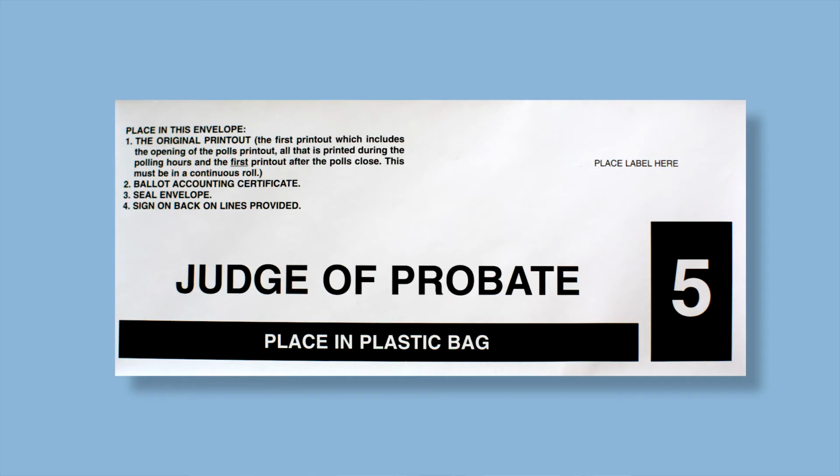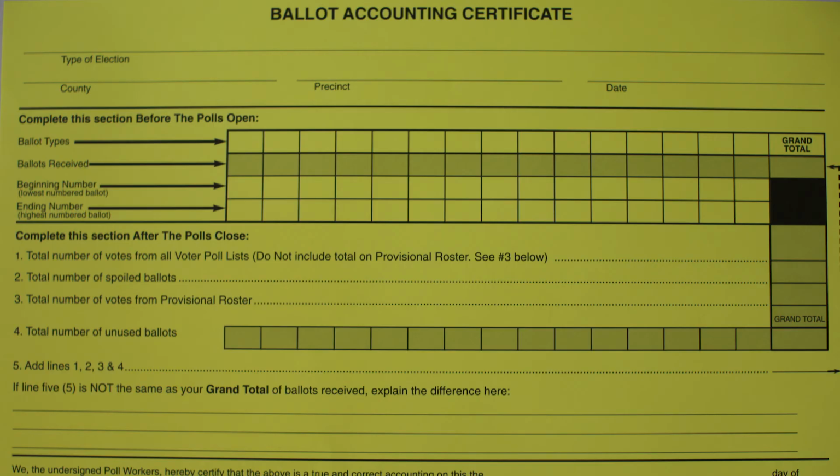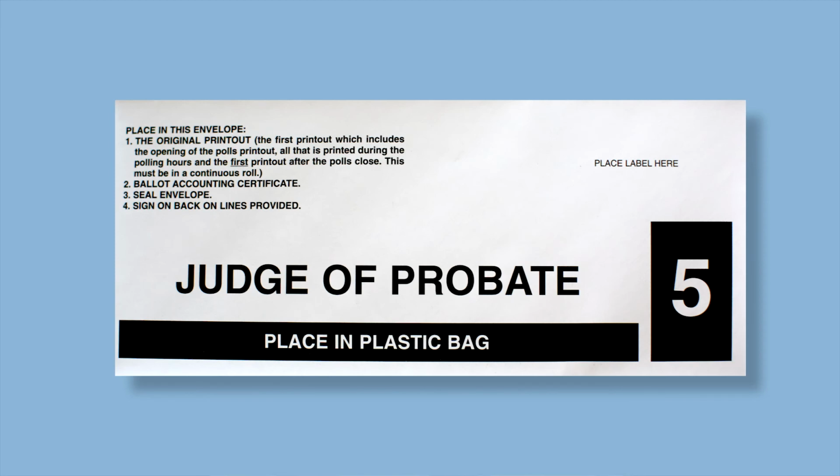The original copy of results, which is the zeros you signed that morning and the very first complete set of totals that night, must go in envelope 5 to be returned to the probate judge, as well as the first original results. You must complete your ballot accounting certificate at the end of the day. What that will entail is take the number of votes that were cast on the machine, the number of spoiled ballots, the number of provisional ballots, and the number of unused ballots, which should add back to the total of ballots that you began with that day. Make sure that ballot accounting form is also placed in envelope 5.